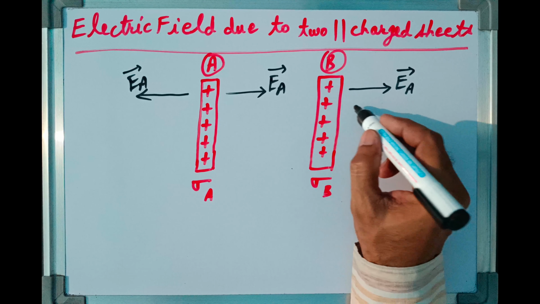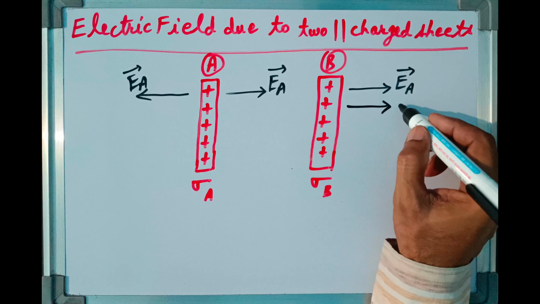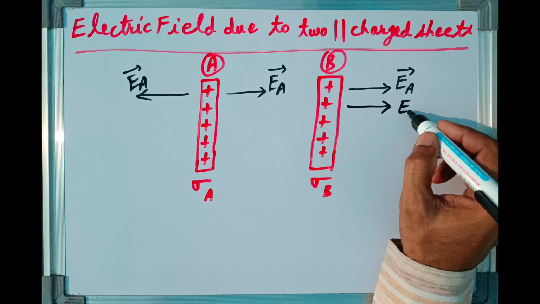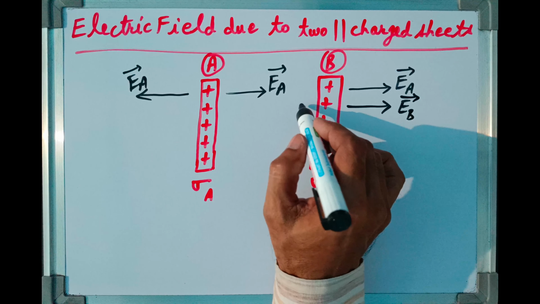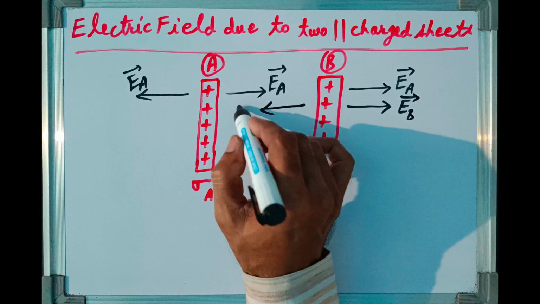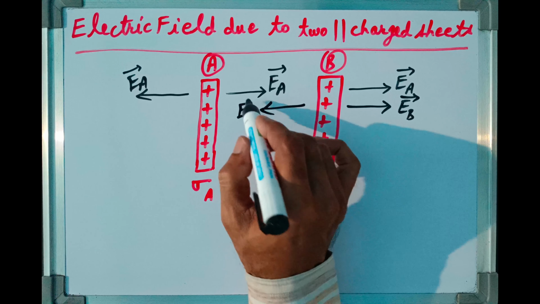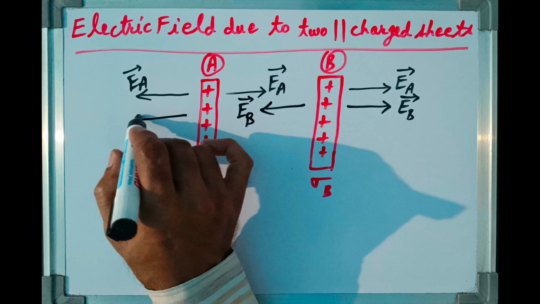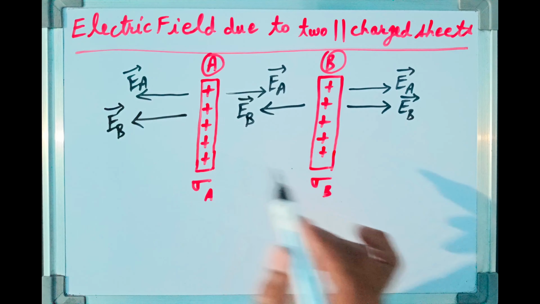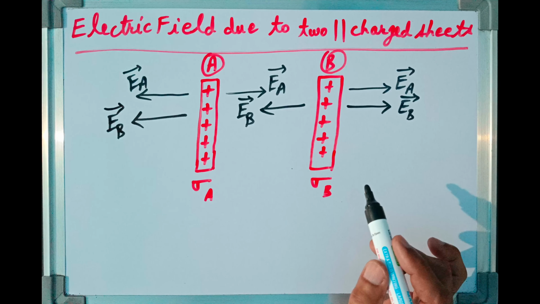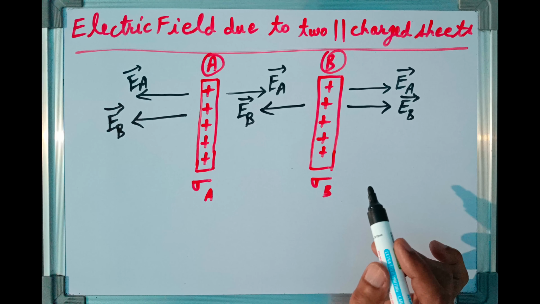Similarly, B sheet also is positively charged. Electric field lines due to this will be along this direction, that is away from positive charge. In this portion, it will be in this direction, and this portion also it will be EB vector, because electric field lines always move away from positive charge.